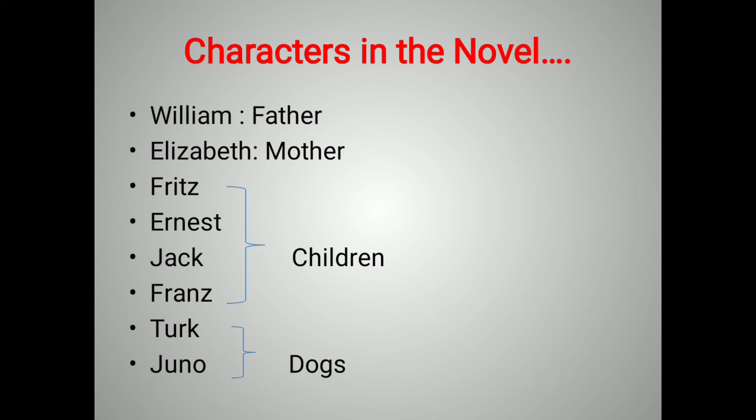So let's see. William, Elizabeth, and their children had been traveling in a ship when the ship was caught in a great storm. So what happened to them? When they were traveling by ship, they were caught in a great storm, and the other passengers evacuated. Do you remember the meaning of evacuated? Evacuated means to leave that place. So the other passengers evacuated without them. William and his family, including the young children Fritz, Ernest, Jack, and Franz, were left to survive alone.